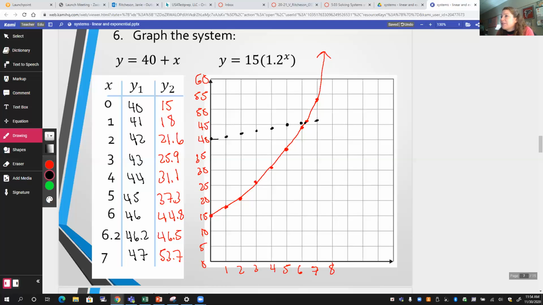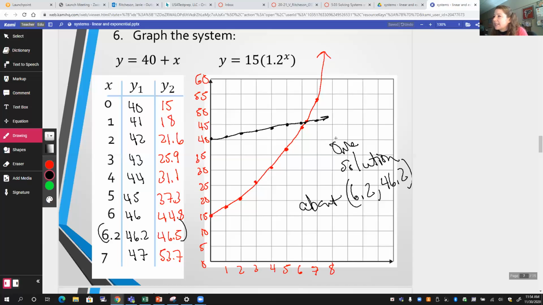So there's our linear one. All right, so where do they intersect? Not exactly at 6.2, but look how close those are. So yes, there's still one solution. And we could say it's about 6.2 and 46.225, something like that. 46.3. So that's approximate because that's not exact, but we're really close. We're really close to having the exact coordinate.